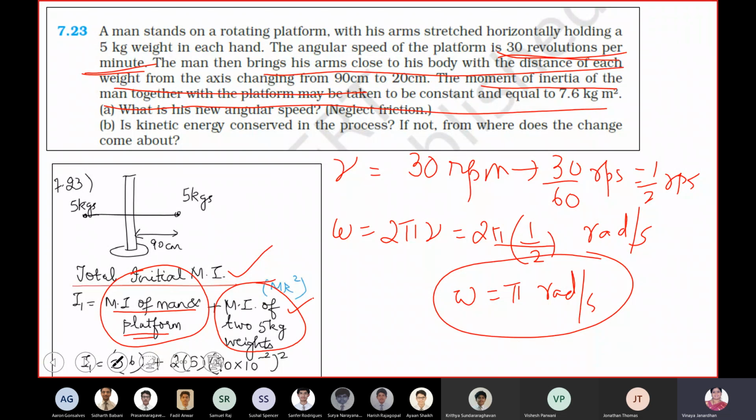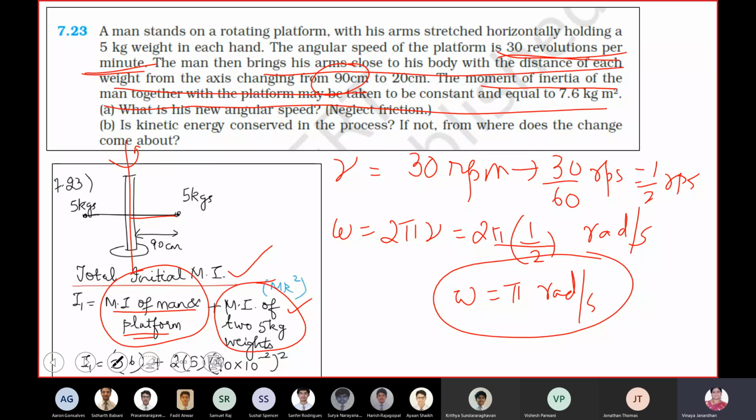So how far is each 5 kilogram weight located from the axis of rotation? You're rotating about an axis, right? The man is rotating about an axis passing through him. When he's stretching his hands, how far is he stretching them? He's stretching his hands 90 centimeter away from the axis of rotation.